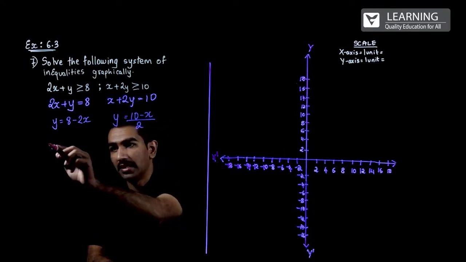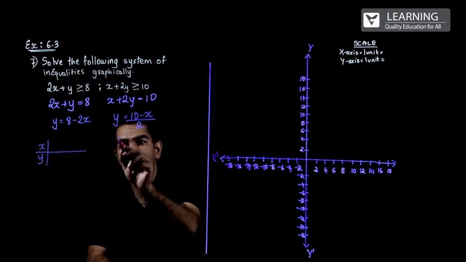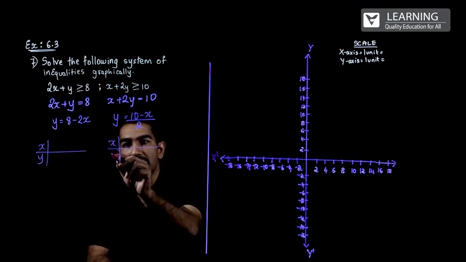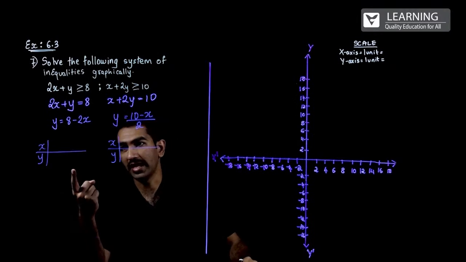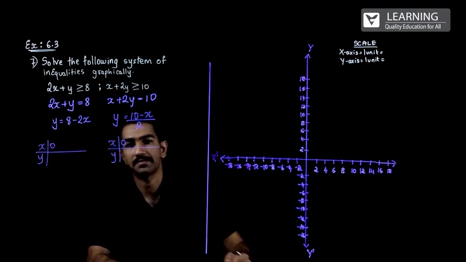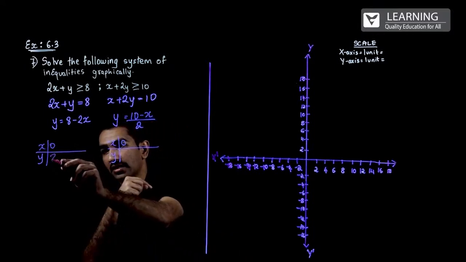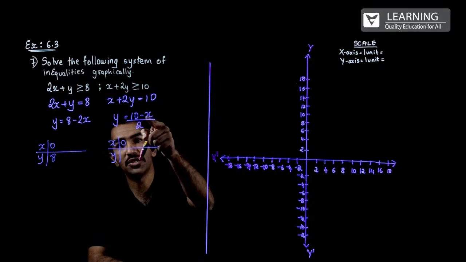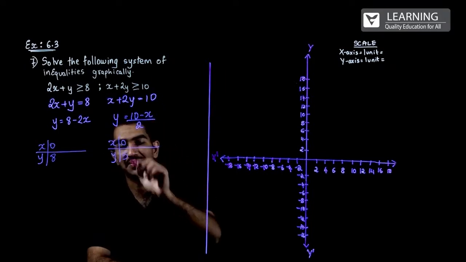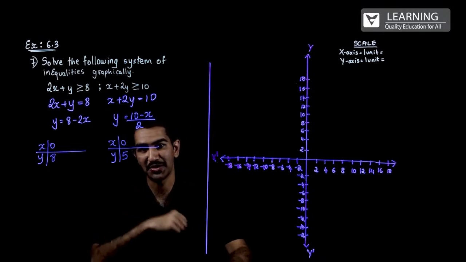Now you have to draw a table here like this. Okay, x and y, same table on this side as well. Initially what you have to do, put x equal to 0. Always it is 0. Here also take it as 0. So when x is equal to 0, what is y? Y is equal to 8. And here when x is equal to 0, what is y? Y is equal to 5. So you got the values of y by putting x equal to 0.